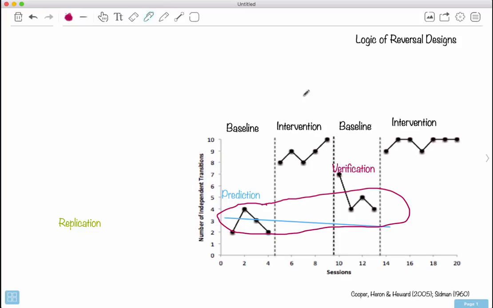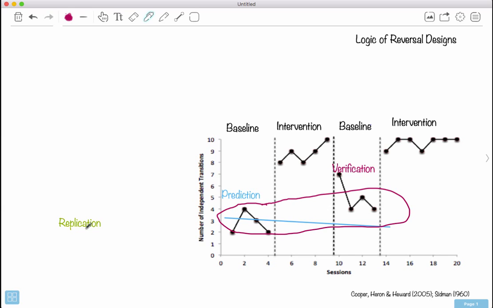And with this, we have a causal example. Okay, it doesn't meet standards as far as how we would write a study and have it published in a peer-reviewed journal, but it does demonstrate that there is an experimental control, that when we as the experimenter introduce the intervention, the behavior changes, and when we withdraw the intervention, the behavior returns back to baseline. So we've demonstrated prediction and verification.